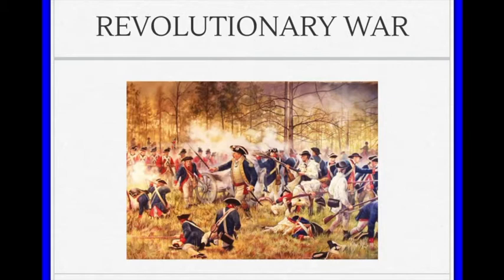The Revolutionary War was fought between Britain and the American colonists. It also included France and Spain, who helped out the American colonists. The American colonist army was called the Continental Army, and it consisted of volunteer militias and drafted men. Militias were basically local law enforcement.